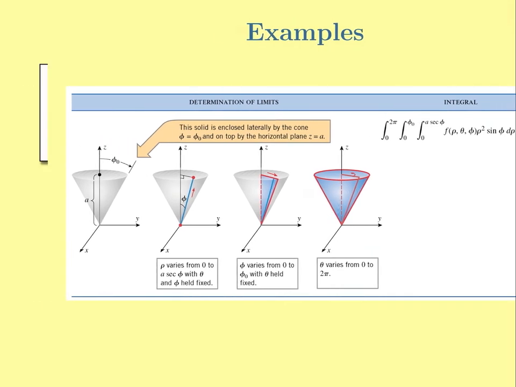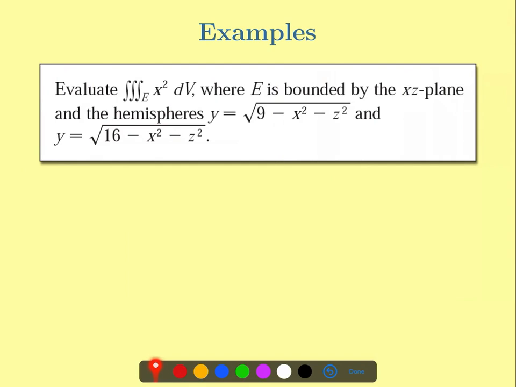Let me end with an example of a different sort. We're trying to integrate x squared, and we're over a solid E here, where E is bounded by 2 half spheres. This is a half of a sphere. Y is positive. So this is a sphere. If I rewrite this, it's y squared equals 9 minus x squared minus z squared. Bring these over, and you have x squared plus y squared plus z squared equals 9. So this is a sphere of radius 3, but it's only that part of the sphere where y is positive.